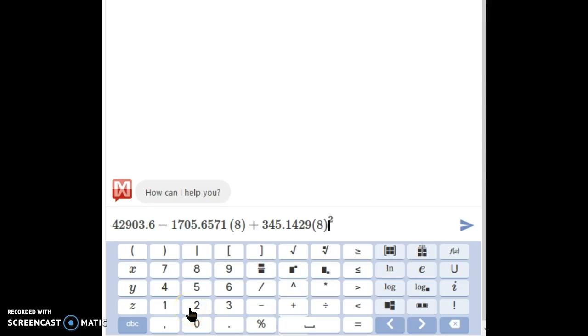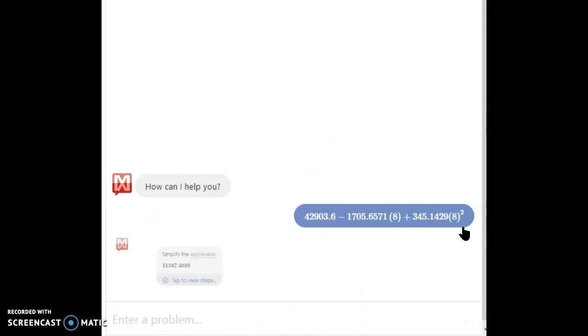Alright, I have it all set up. I placed 8 for x, because 2006 would be the 8th year after 1999. And now all that's left to do is solve. Alright, let's see what we get. 51,347 cases. Alright, now let's move on to the third and most difficult problem.